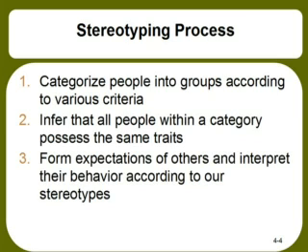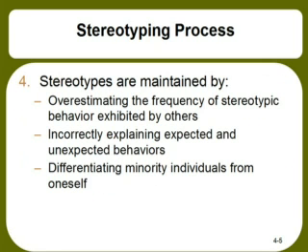Stereotyping is a form of perceptual development. As such, individuals who engage in the process of stereotyping usually follow 4 steps. First, they categorize people into groups according to a set of criteria. Next, they infer that all people within that category possess all the same traits, and from that, create expectations of others and interpret their behavior so that it conforms to our perception or stereotype. The fourth step in the process involves maintaining stereotypes.